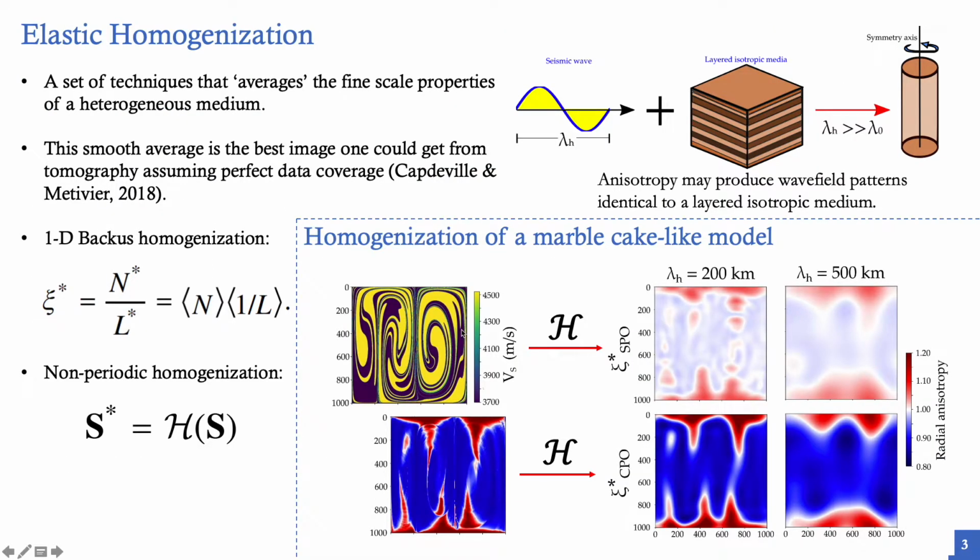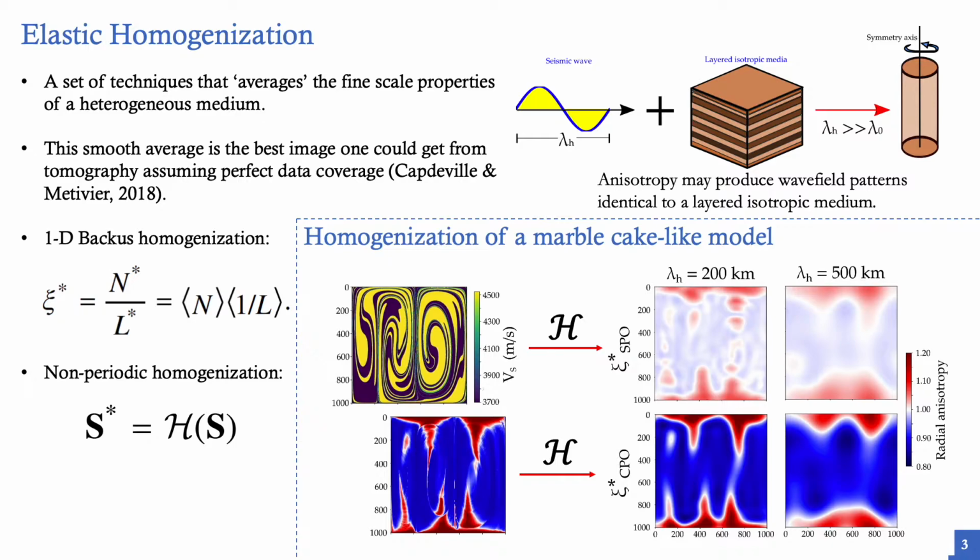Elastic homogenization provides means to achieve this goal. What you see on the left is a cartoon depicting homogenization. Here, isotropic layering produces seismic signals identical to those of radial anisotropic structures. In 2018, Capdeville and Métivier showed that assuming a perfect data coverage, a homogenized model is the best possible model one could achieve from tomography.